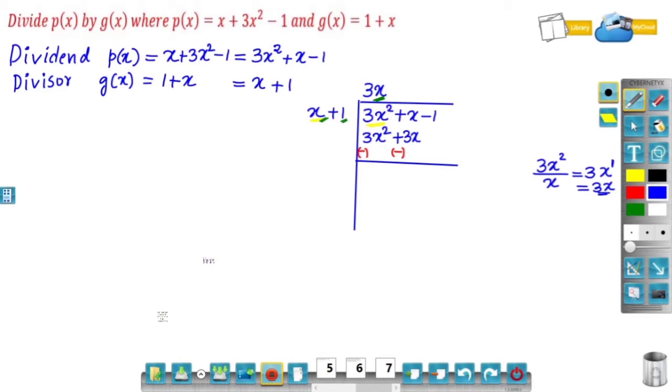Now, after changing the sign, see what you have to do. Plus 3x square minus 3x square becomes 0. Now, plus 1x minus 3x. Having different signs, so you have to subtract. 3 minus 1 is 2. Put the bigger number sign, that is sign of 3, that is minus. So minus 2x minus 1.